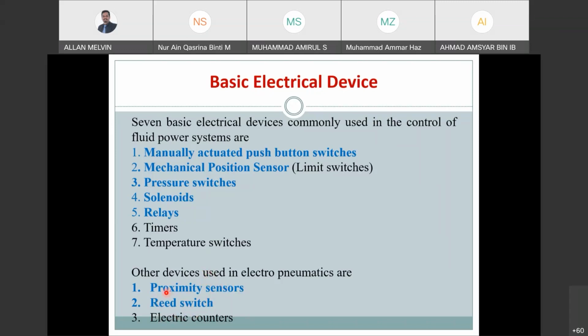Then you have a reed switch. Upon receiving pressure or electrical input, it is connected. So reed switch, and then electrical counters. Counters are like timers, but counters are not based on time, they are more related to numbers. So 10, 9, 8, 7, 6, whatever. After some count it will start.